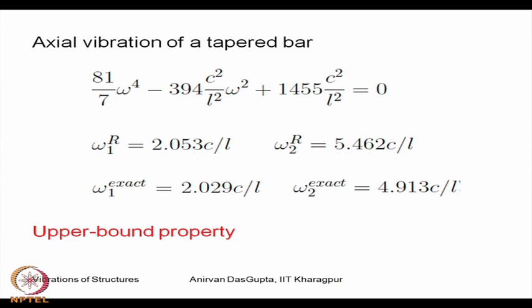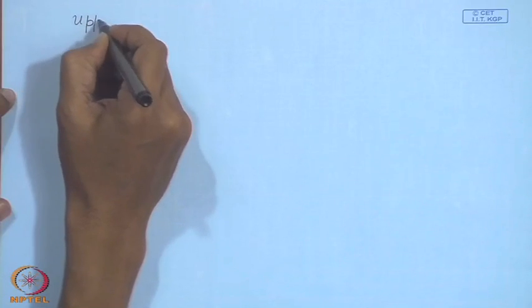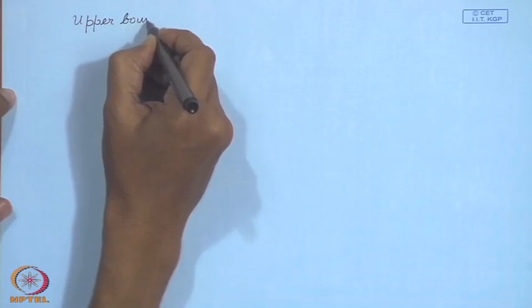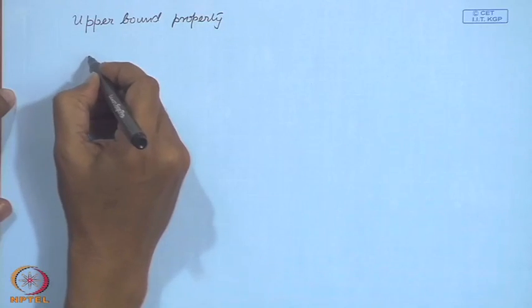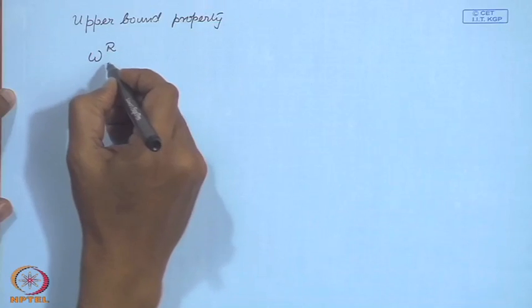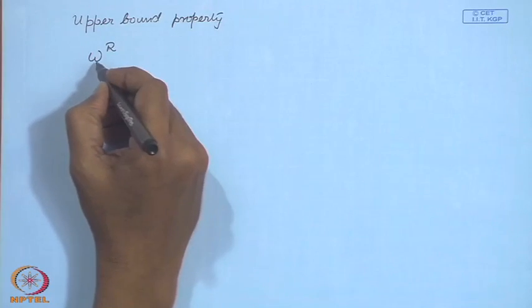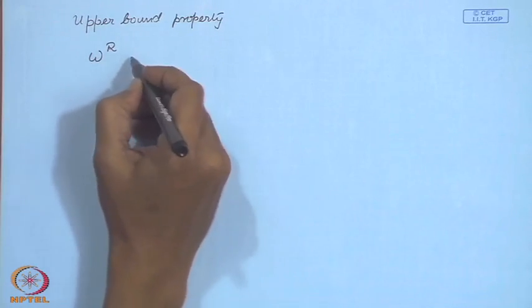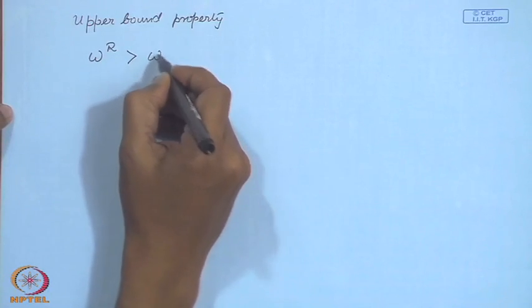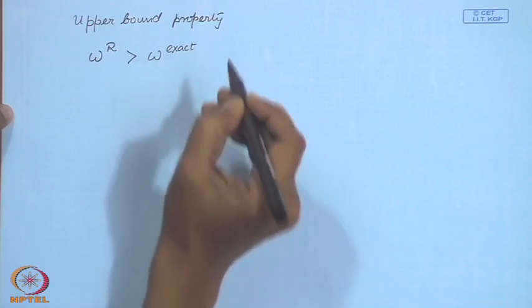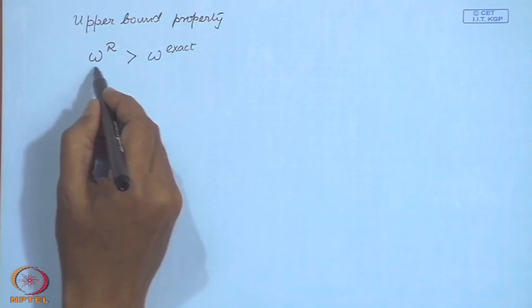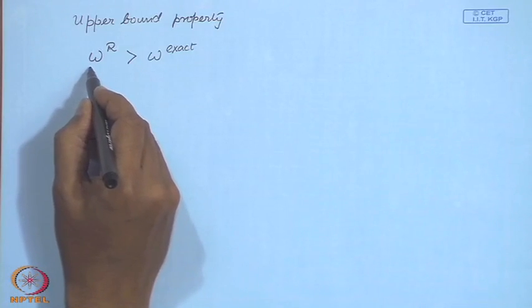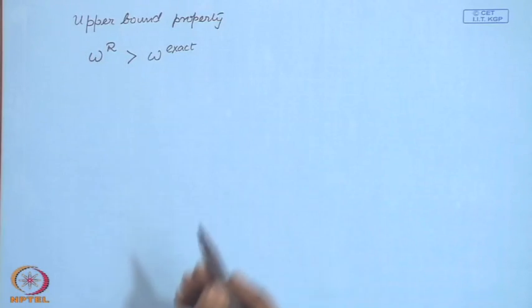Now, this Ritz method and even Rayleigh's method have an upper bound property. Which means that the natural frequency calculated from these approximate methods is always greater than the exact, which means that this gives an upper bound. The actual natural frequency of the system is lower than what you calculate using these approximate methods.